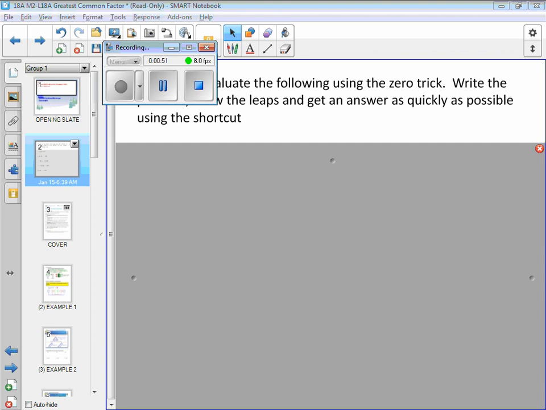Okay? So I'm going to show you all 5, write the problem, and then just get the answer using the shortcut. Here you go.